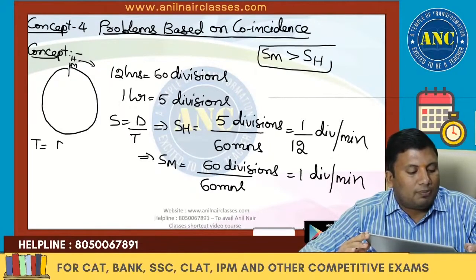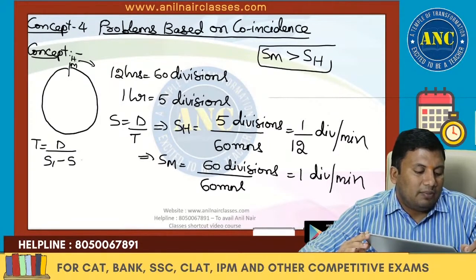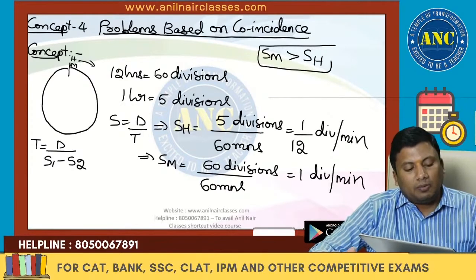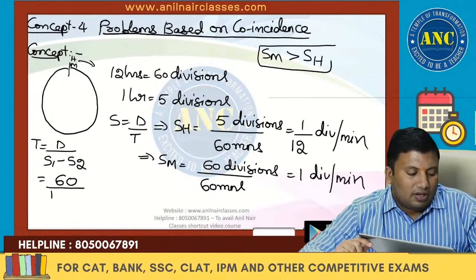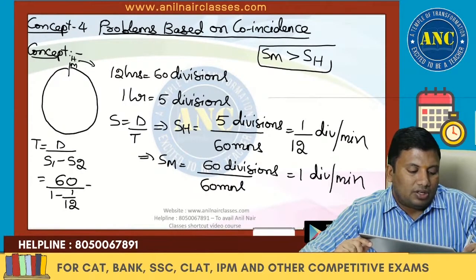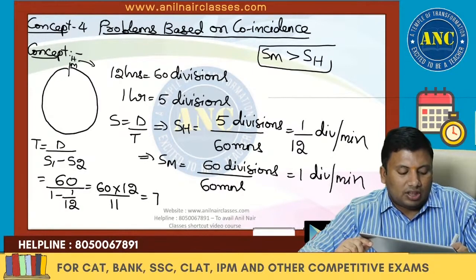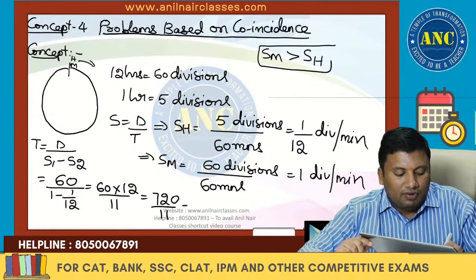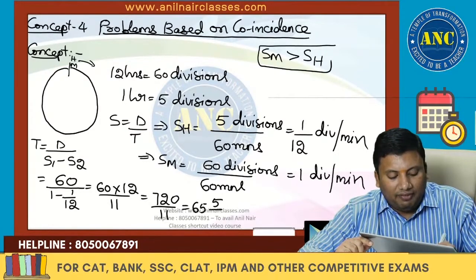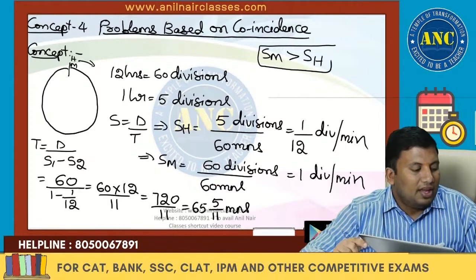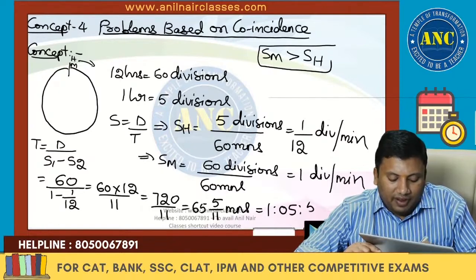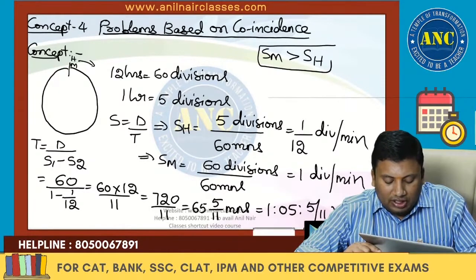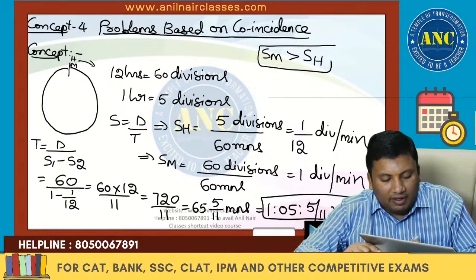If both of them move in the same direction, time is nothing but d by s1 minus s2. D is the total 60 divisions. So it is nothing but 60 divided by 1 minus 1 by 12, which is 60 into 12 by 11, which is 720 by 11, which is 65 5 by 11 minutes, which is nothing but 1 hour 5 by 11 minutes.